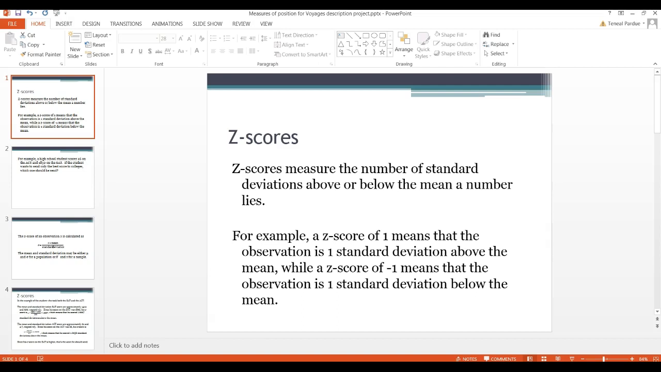So a z-score of 1 means that the observation is 1 standard deviation above the mean. A z-score of -1 means that the observation is 1 standard deviation below the mean. Those are just for example. Z-scores can be any number from negative infinity to positive infinity, but as we saw with the normal distribution, most of the time they're within -3 to 3.